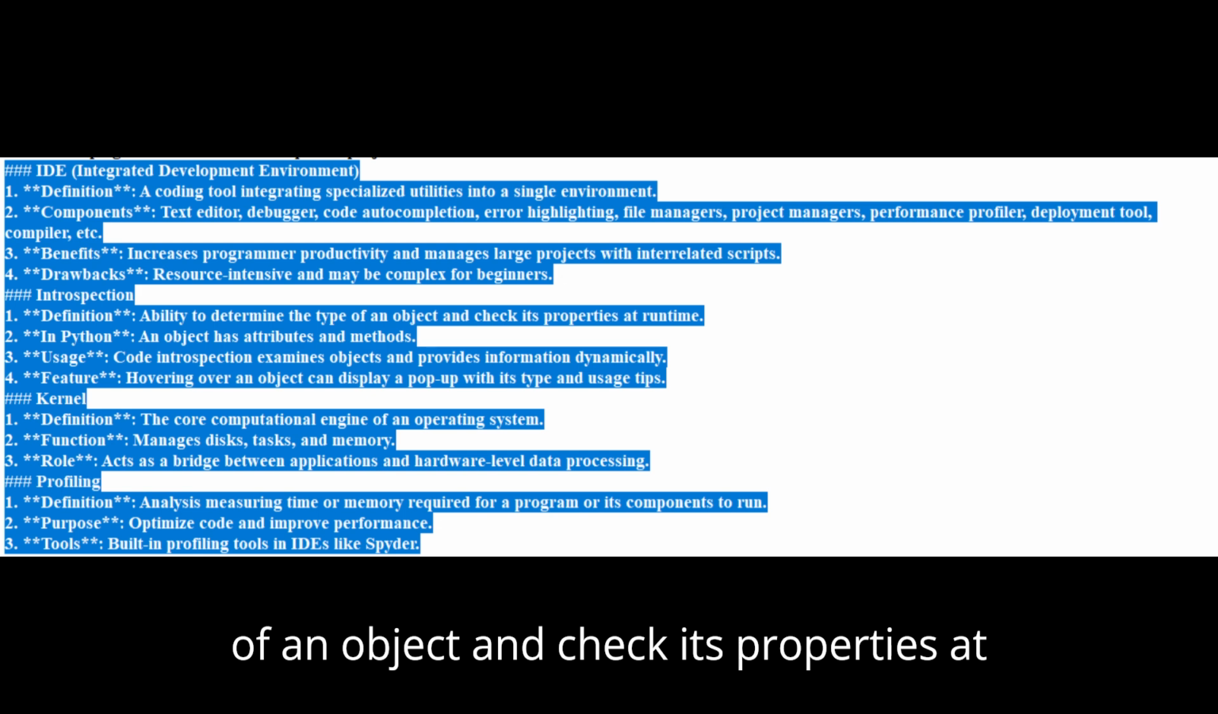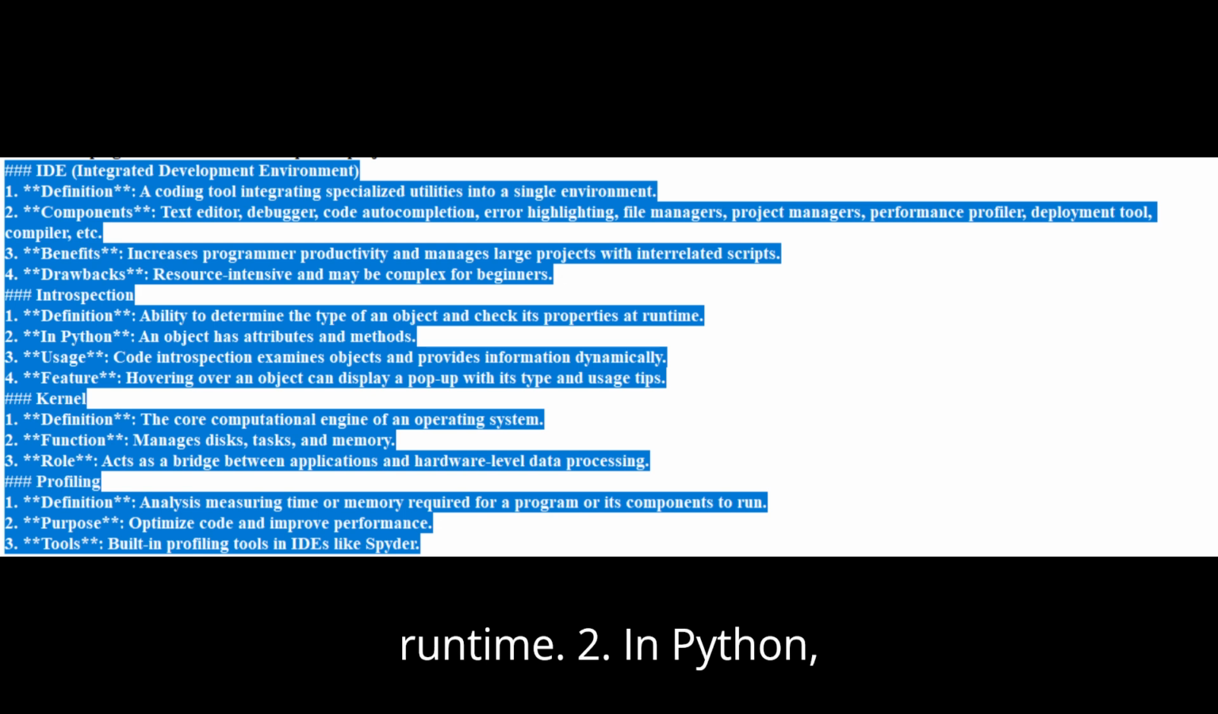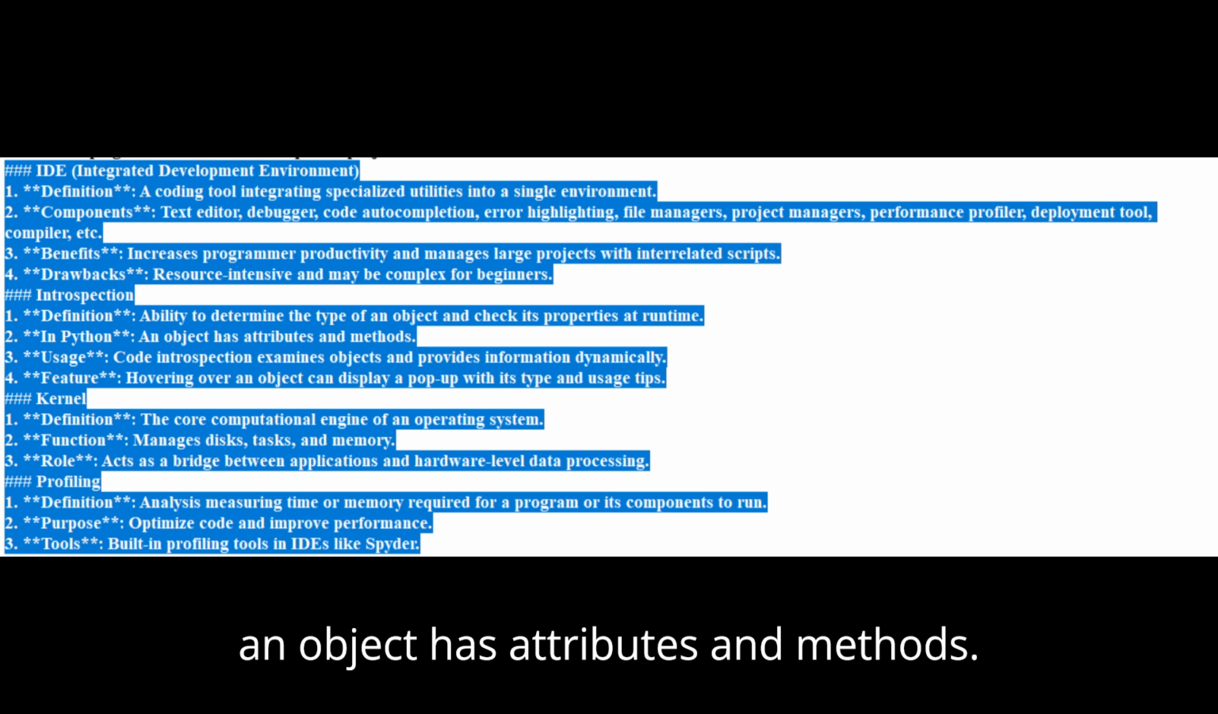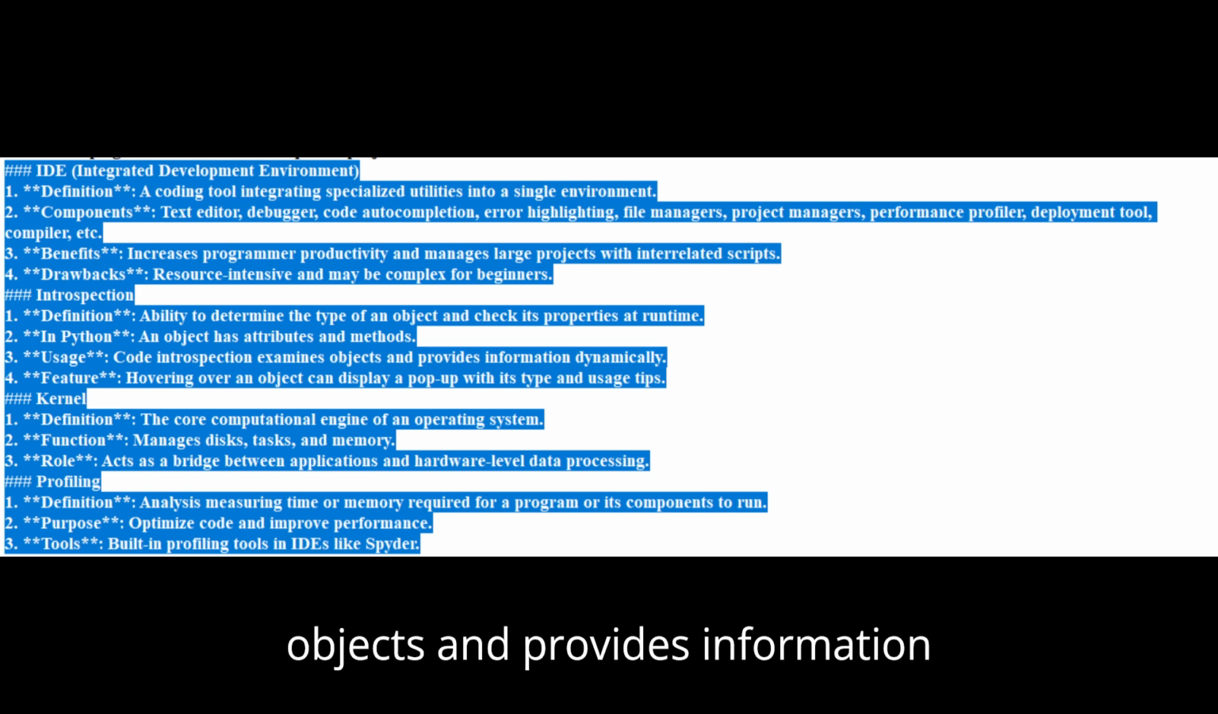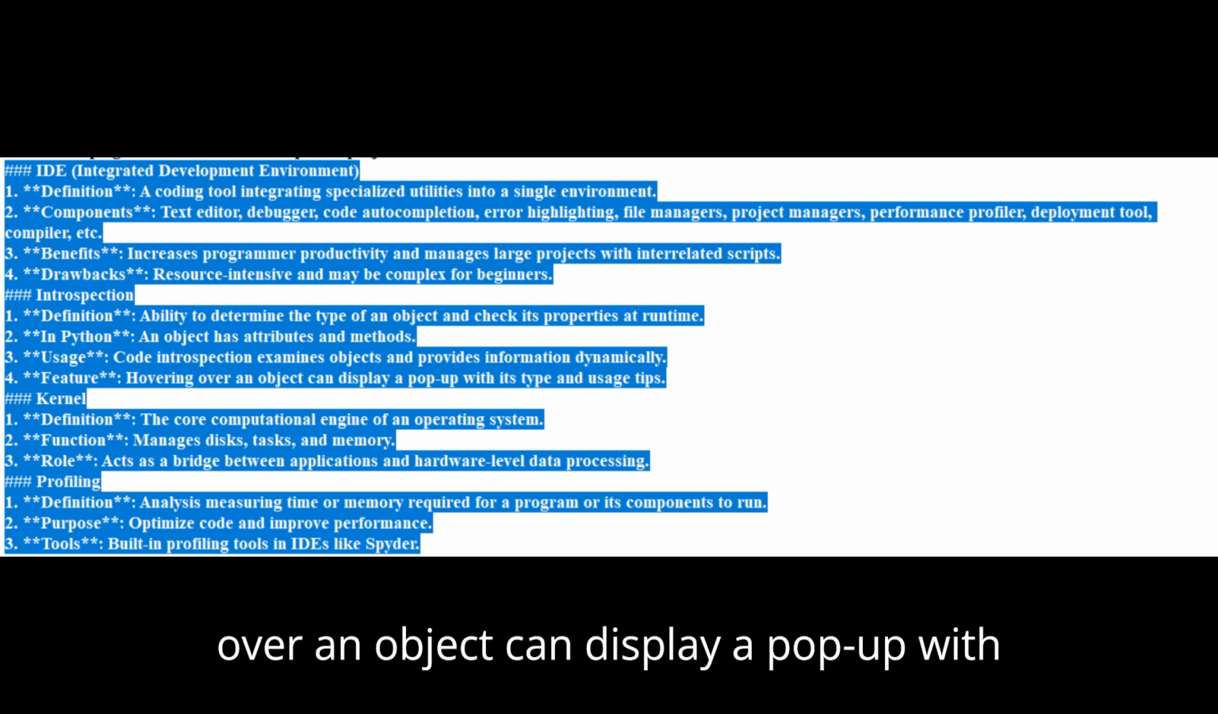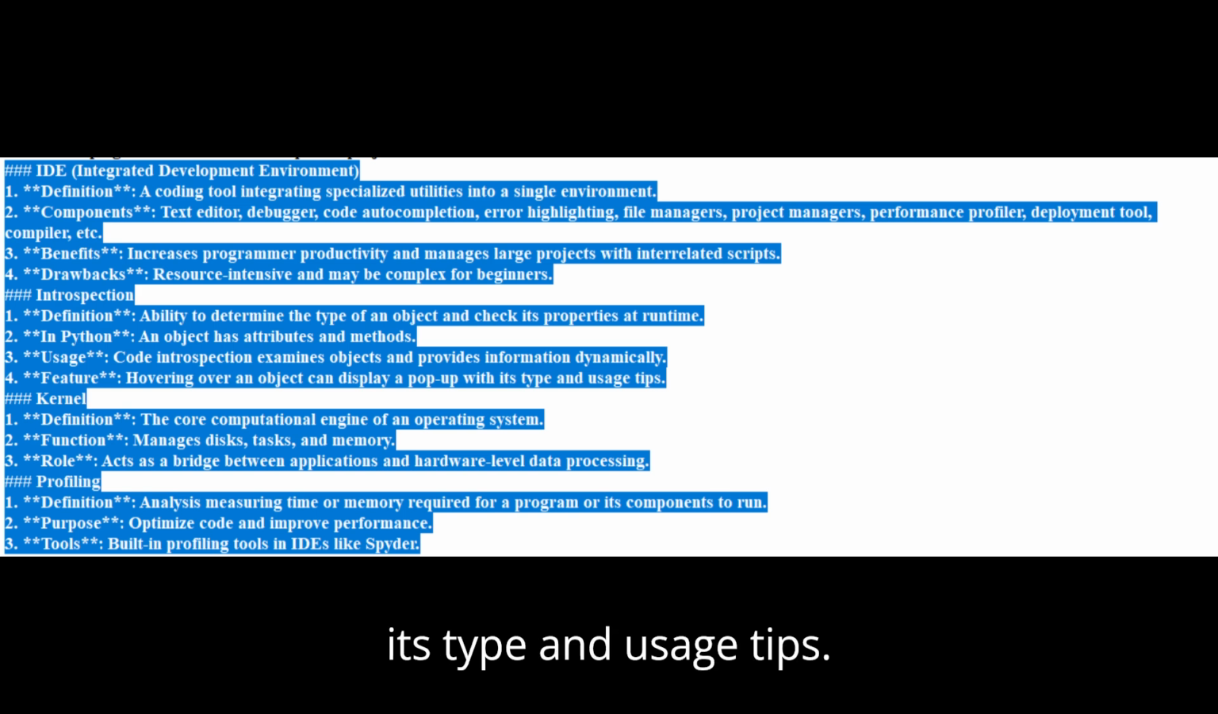Introspection. 1. Definition: ability to determine the type of an object and check its properties at runtime. 2. In Python, an object has attributes and methods. 3. Usage: code introspection examines objects and provides information dynamically. 4. Feature: hovering over an object can display a pop-up with its type and usage tips.